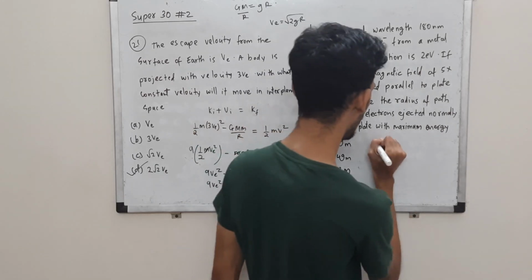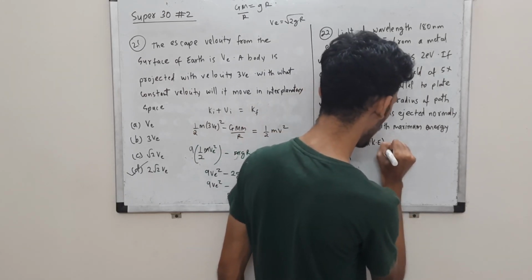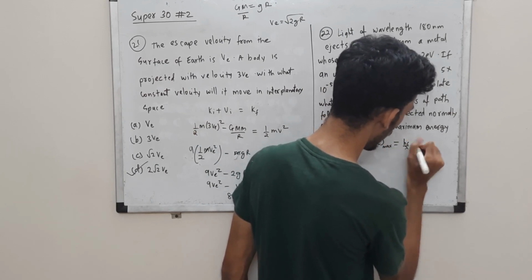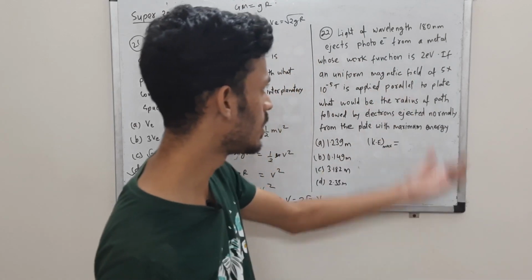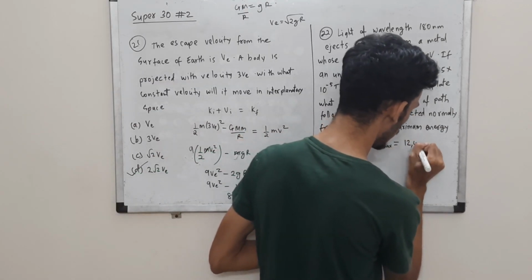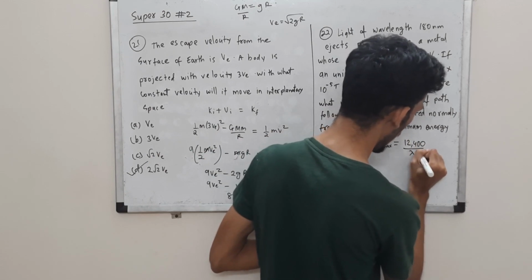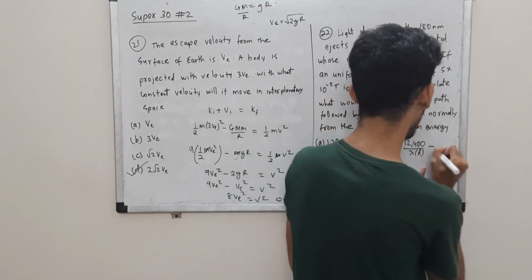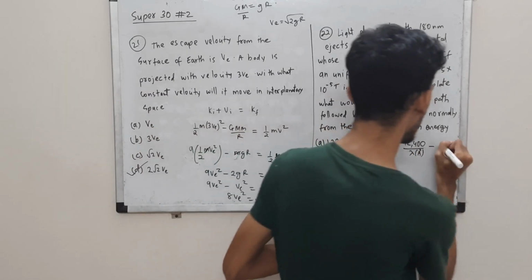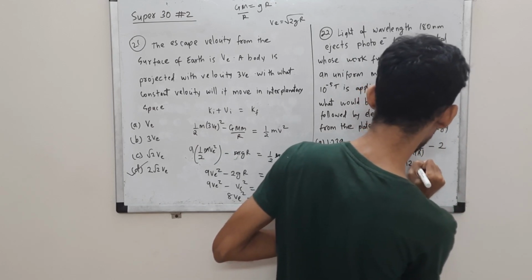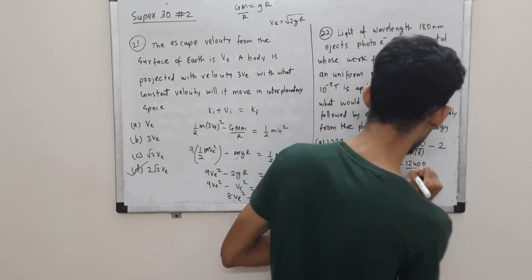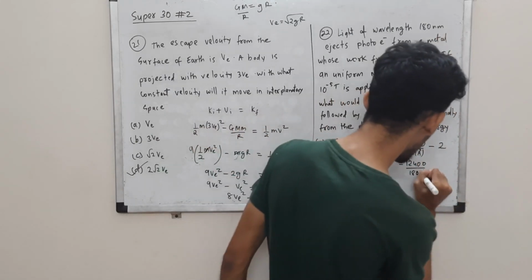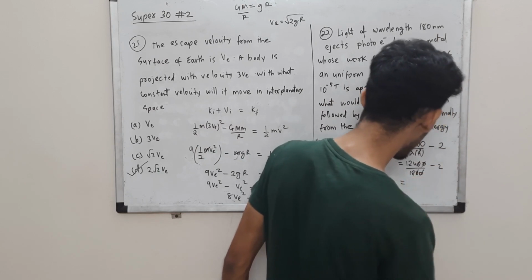So for maximum energy, the formula is: kinetic energy max is the energy that you supply, which is hc by lambda, minus the work function. Since everything is in eV, we can use the shortcut. You can remember 12400 by lambda in angstroms, which gives you energy in eV. The work function is 2 eV. So 12400 by lambda, where lambda is 1800 in nanometers; to make it angstrom, multiply by 10. So this and this can get cancelled, and you'll get a certain value.